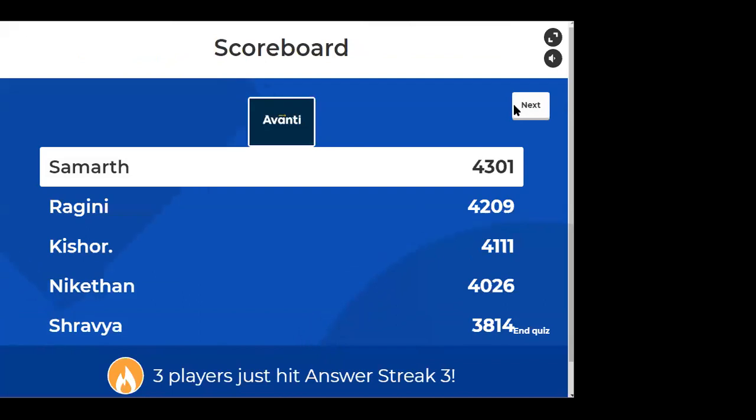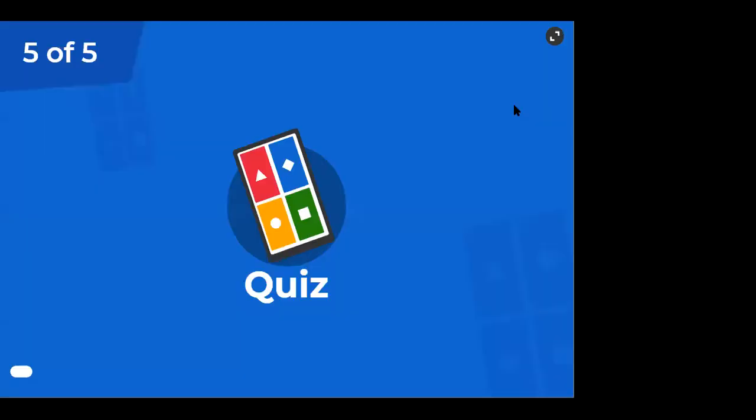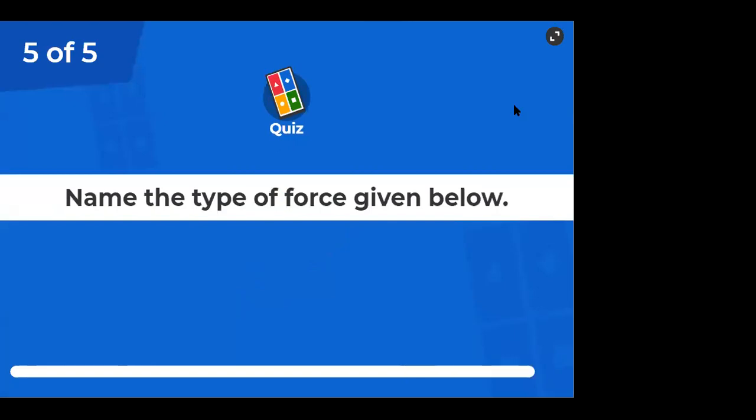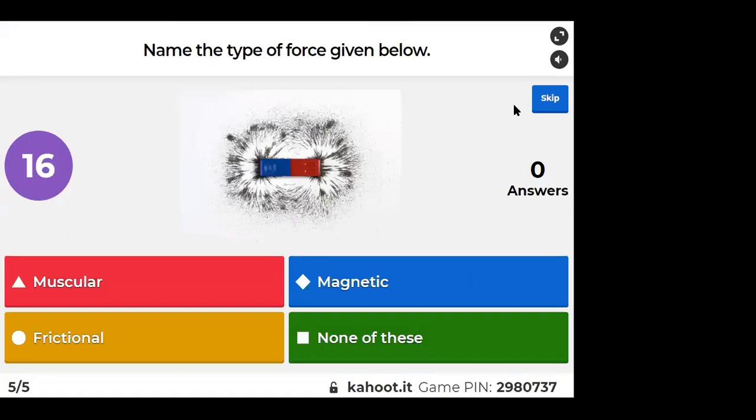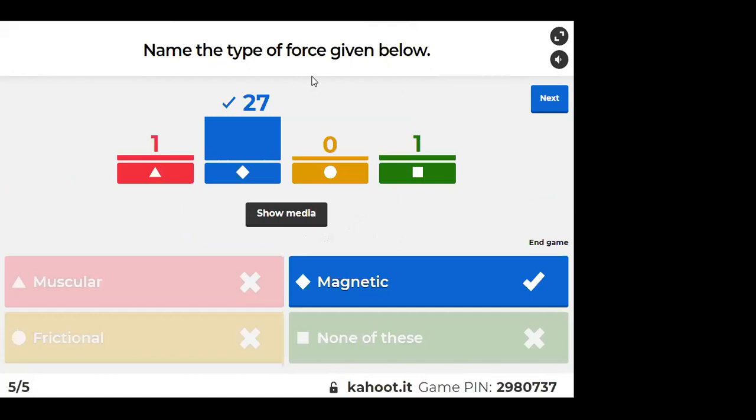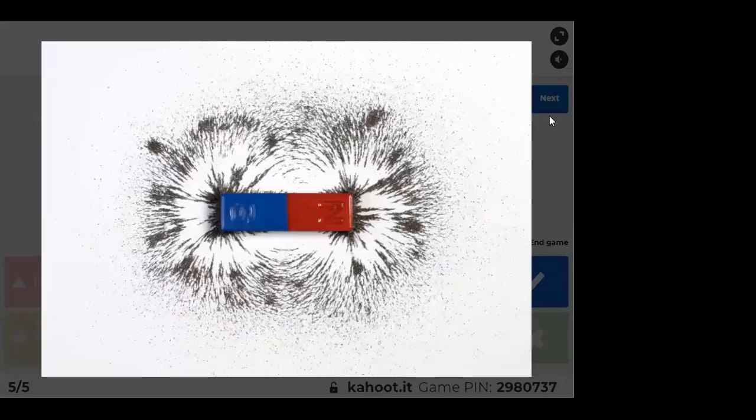Next. Name the type of force given below. Very easy. Everyone should give the correct answer. Who gave the wrong answer? Guys, this is a magnet, so obviously magnetic force, right? Let's see the podium.